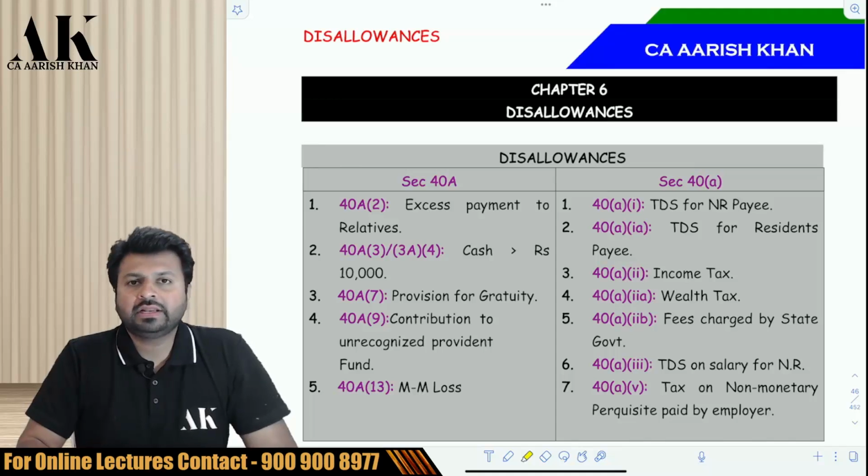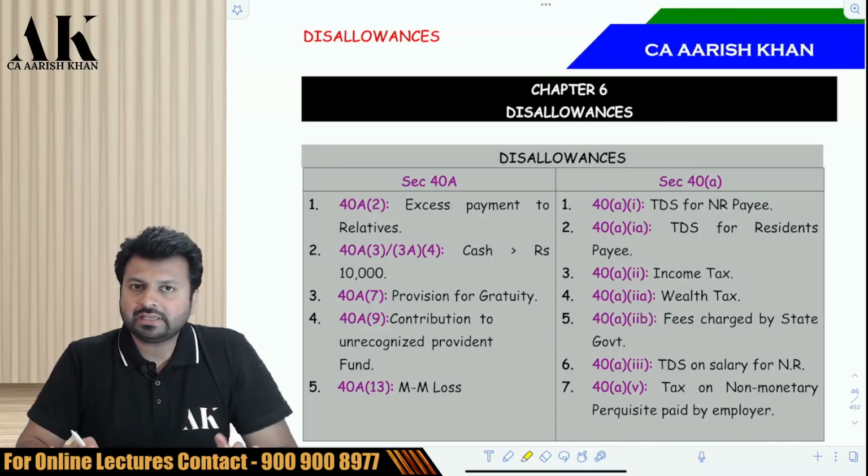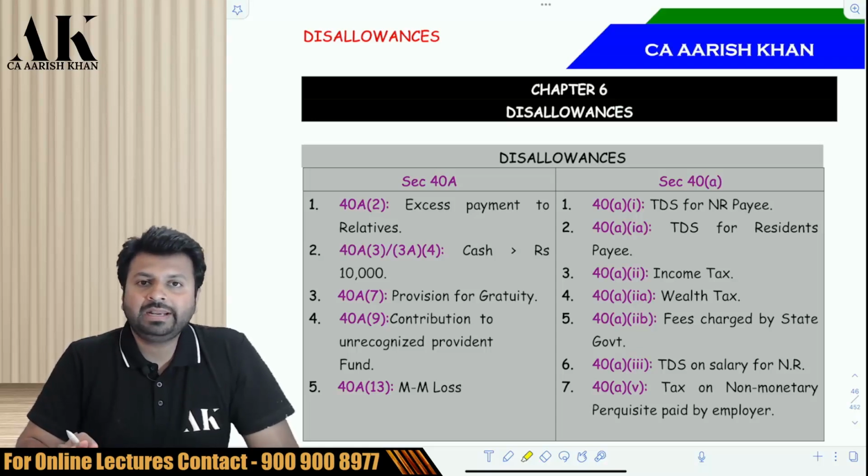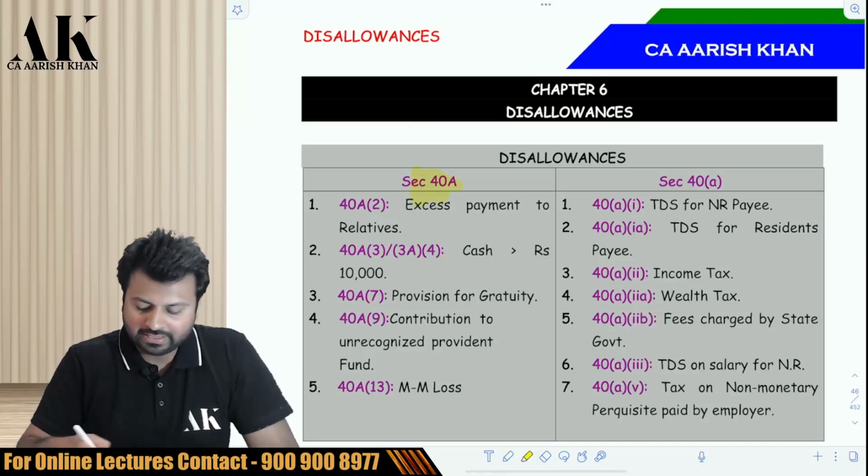So now let us go ahead with the next part, and the next part is about disallowances. After we are done with deductions, all the deductions under sections 30 to 37, now it is our duty to understand what are the disallowances which are there under the income tax law under the head PGBP. So mainly there are two types of disallowances under the head PGBP. One is 40(A), another is 40(a). What is the difference between the two?